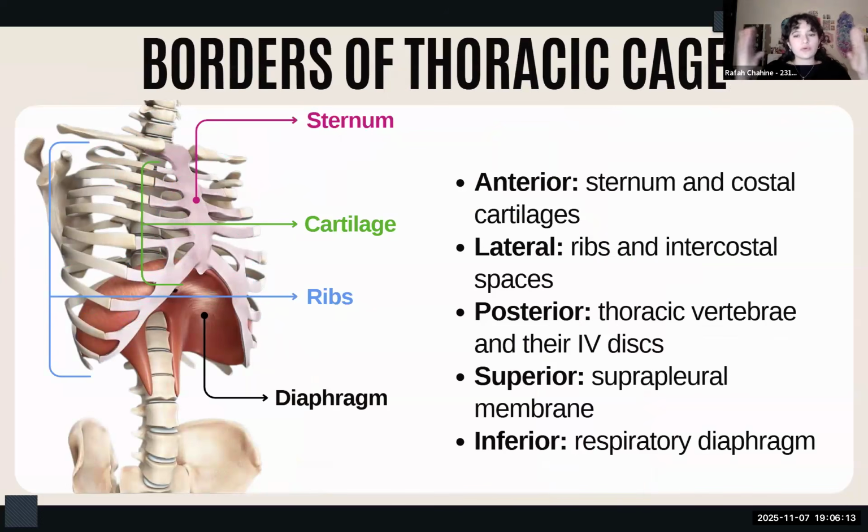Okay. Laterally or to the sides, we're going to have the ribs and their intercostal spaces. Again, intercostal spaces is this space in between each one. Posteriorly, we have the backbone, so the thoracic vertebrae. And then superiorly, we have the suprapleural membrane, which we're going to see. And inferiorly, we have this diaphragm.